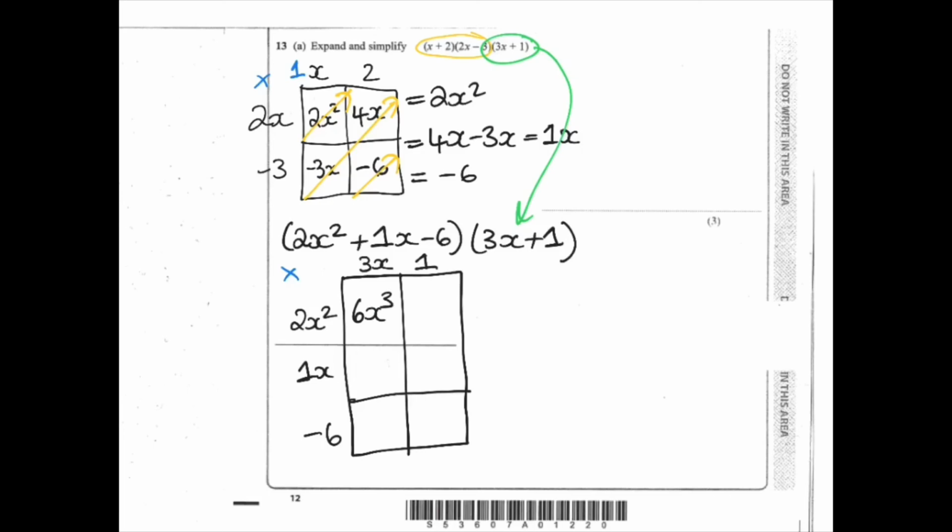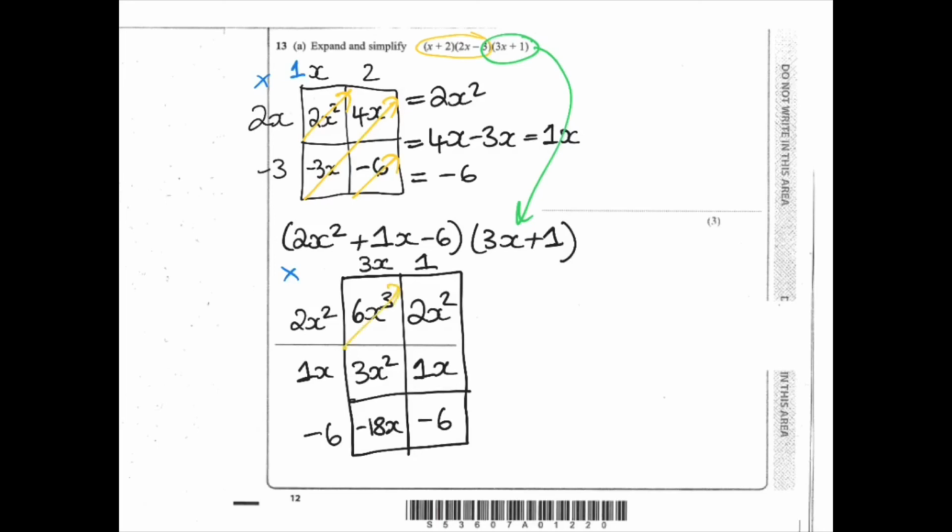Moving across, 2 times 1 is 2, and the x squared stays there. Going down, 3 times 1 is 3, x times x, x squared. Moving across, 1 times 1 is 1, and you've got x here. Last row, you've got minus 6 times 3, so that becomes minus 18, and you've got the x that doesn't change. And in the last box, minus 6 times 1, minus 6.